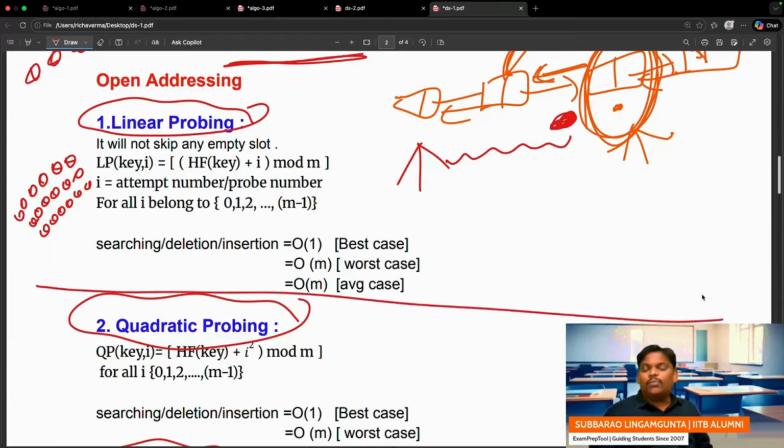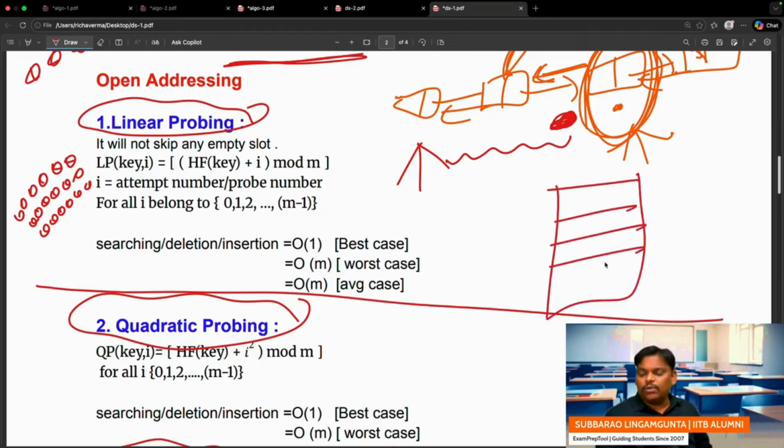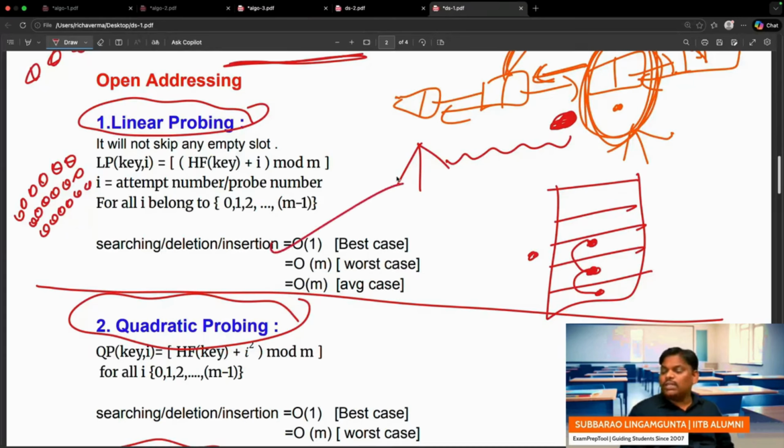So linear probing, one by one. Suppose this is the hash table. You applied the hash function, you came here, and it is already full. Then you go to the next. It is already full, you go to the next. That is called linear, you are going slowly, one by one. What is the best case? As soon as you go there, space is there. Best case 1. What is the worst case? Worst case, you have to check one by one.